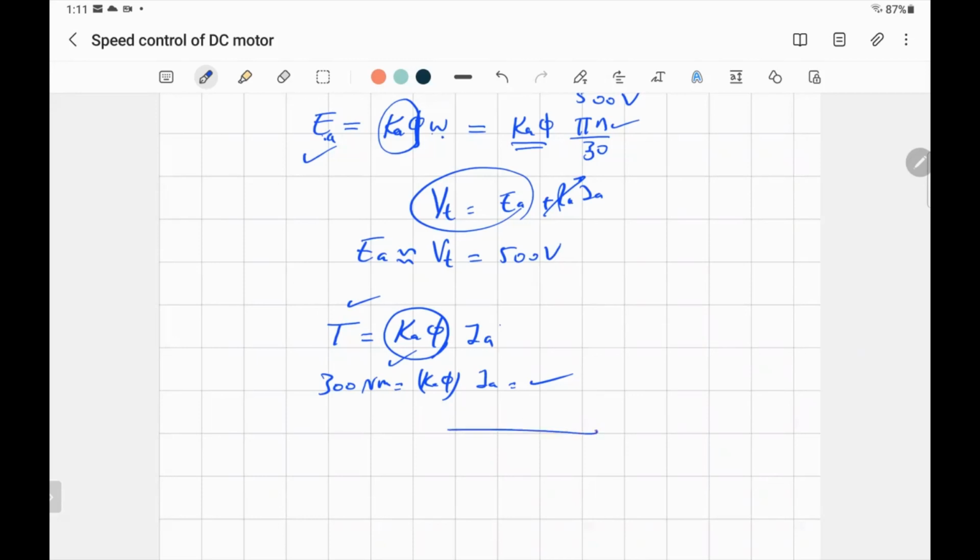Okay, so next time I will do the second part. When you operate at constant power, you use field weakening. Any question? No.